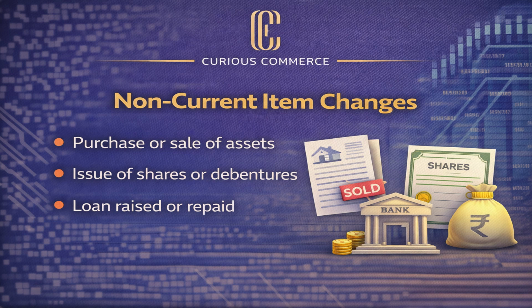The second non-current item is issue of shares or debentures. The first one is the issue of shares. When the company issues new shares, money comes into the business. It is a source of fund. Similarly, when debentures are issued, the company receives money; it is also a source of fund. It means raising capital means source of fund.